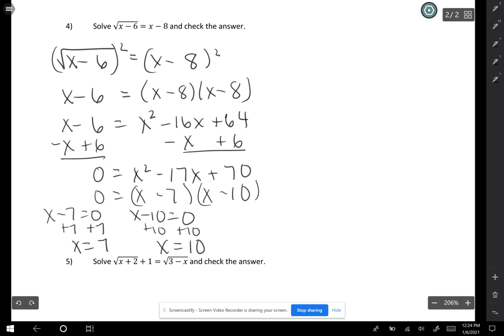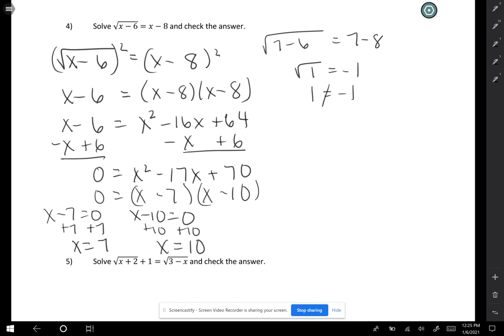So those are the two answers I get, but I need to make sure that they both work. So I'm going to check them by plugging them back into the original problem. So when I do that, the square root of 7 minus 6 equals 7 minus 8. So I get the square root of 1 equals negative 1, which leaves me with 1 equals negative 1. That is not true. That means that 7 is an extraneous solution, so we are going to cross that out. It doesn't work. Let's go ahead and check 10 to see if it works.